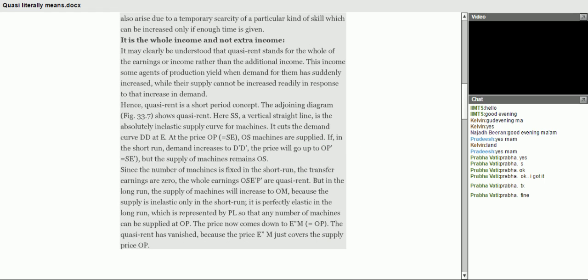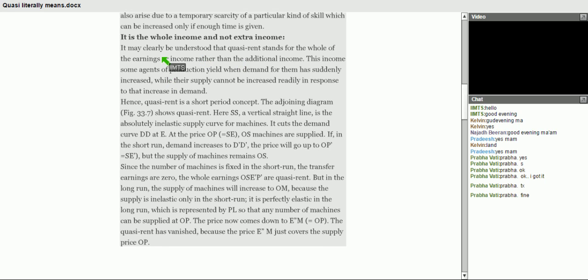This is explained with the help of a diagram over here. It says that we must understand that the quasi-rent stands for the whole of the earnings or income rather than additional income. This is the income some agents of production yield when demand for them has suddenly increased, while their supply cannot be increased readily in response to that increase in demand. So quasi-rent is a short period concept.